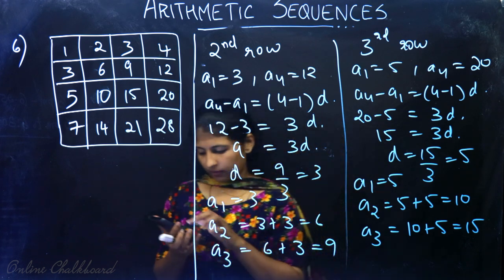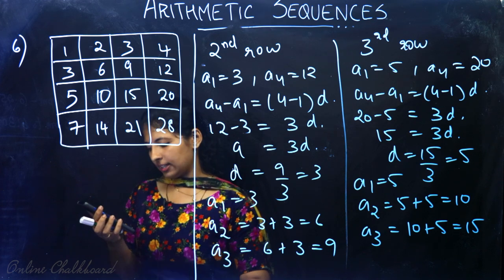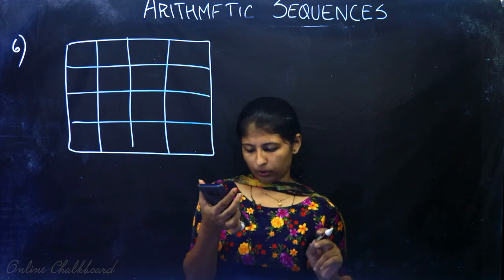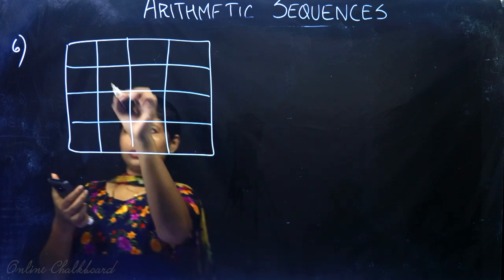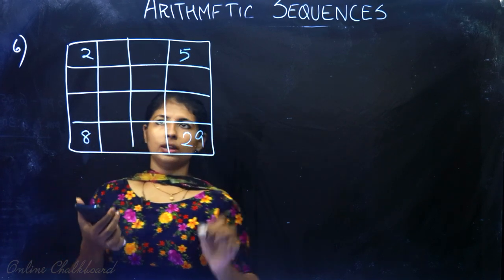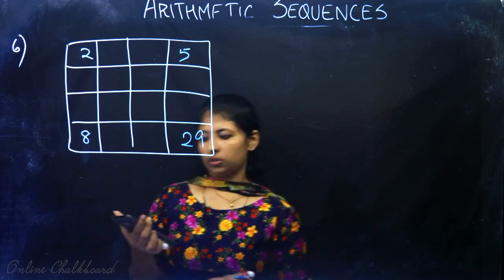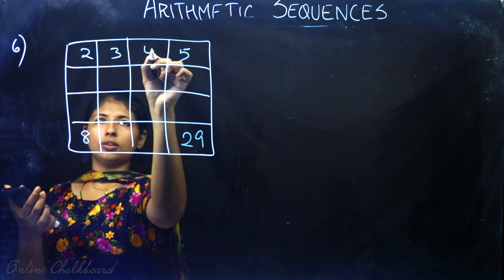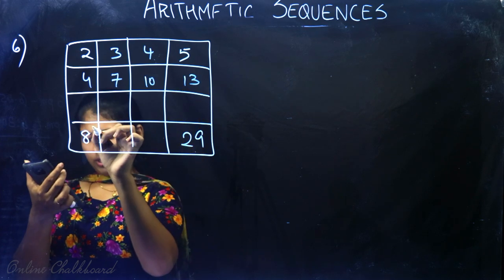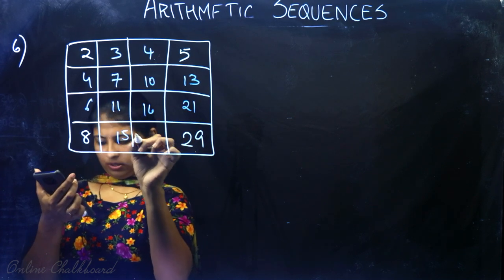In the last part of the question, we are asked what if we use other numbers instead of 1, 4, 28 and 7. Let's say random numbers: 2, 5, 8, 29. This one you can do yourself. Fill it in and you can check the answer. Another example: 3, 4, 4, 7, 10, 13, 6, 11, 16, 21, 15, 22.